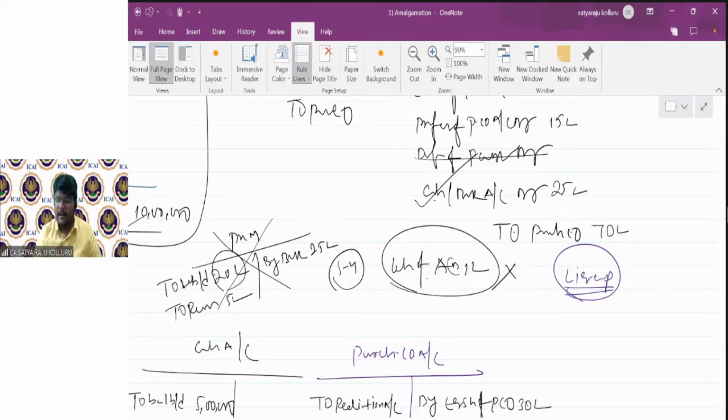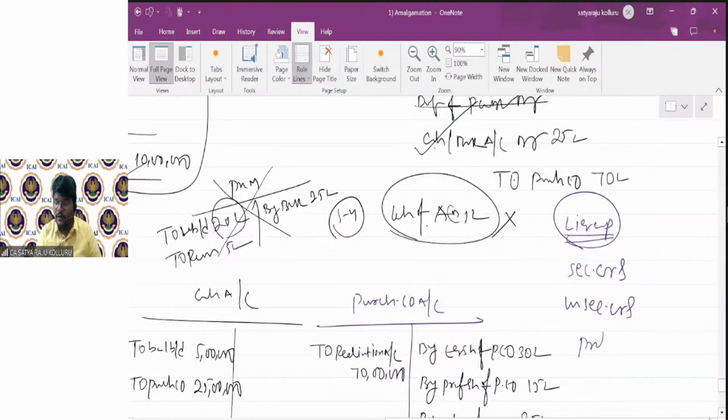After that, he will make payment to secured creditors. So liabilities which have security, he will settle, in a particular order. After that, unsecured creditors. After that, preference shareholders. After that, finally, equity shareholders.